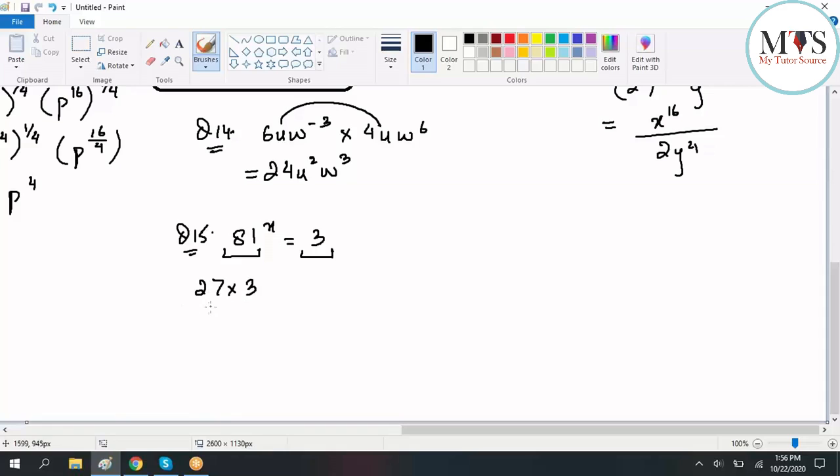Now is 27 divisible by 3? Yeah. What do we multiply to get 27? 9. 9 times 3, so 3 times 3 times 3, whole power. Now is 9 divisible by 3? Yeah. So instead of 9 we write 3 times 3, then the other two 3's. Correct?